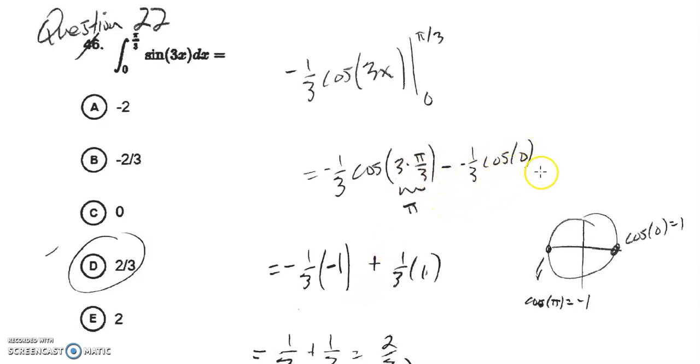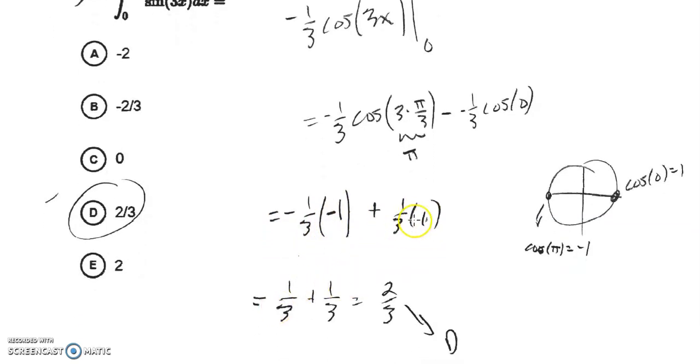And then what's the cosine of 0? Well, the cosine of 0 is 1 because that's the x-coordinate. What's the cosine of pi? Well, over here, the x-coordinate is negative 1. So this negative is there. This guy is negative 1. So this actually gives a double negative to a positive 1/3. This is also 1/3. What's 1/3 plus 1/3? It's 2/3. So the answer is D.